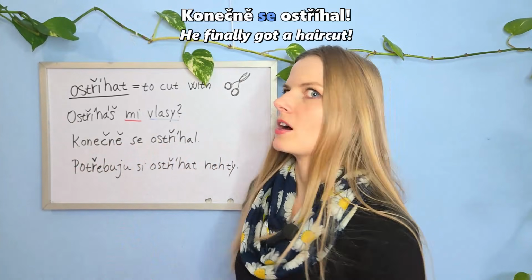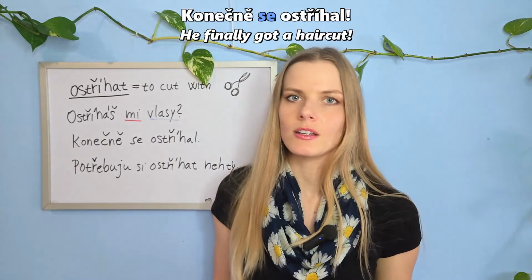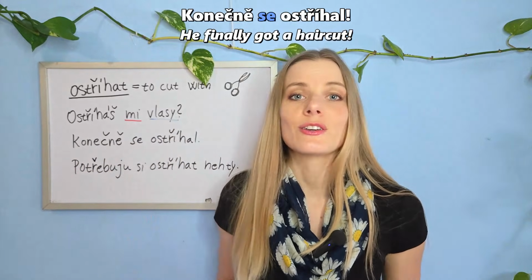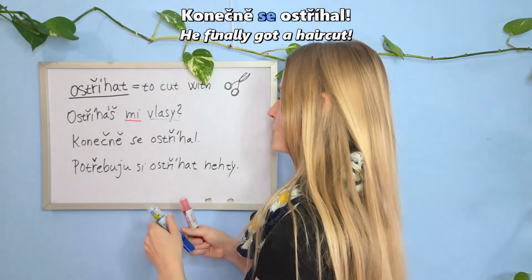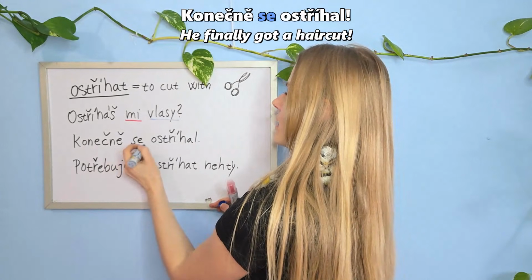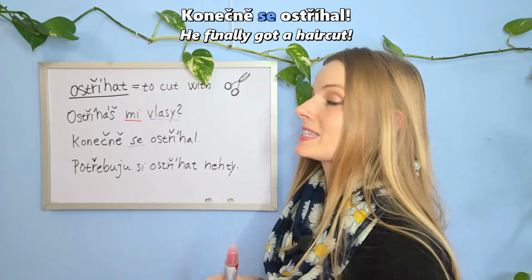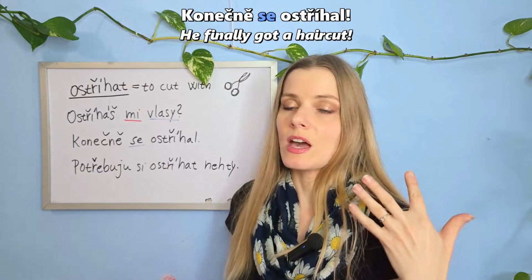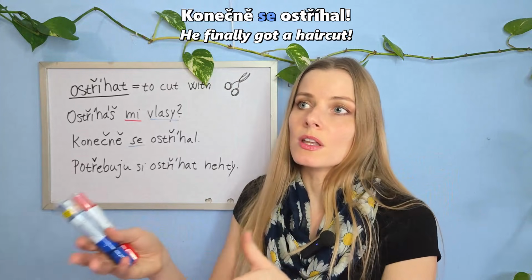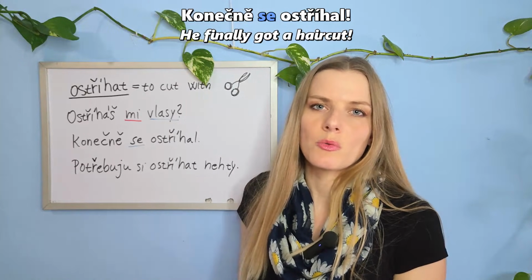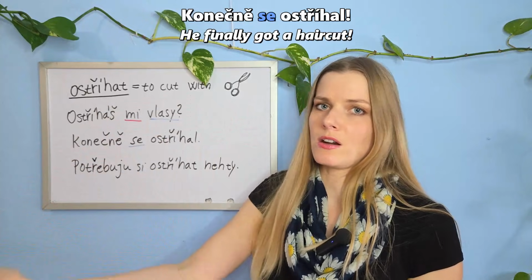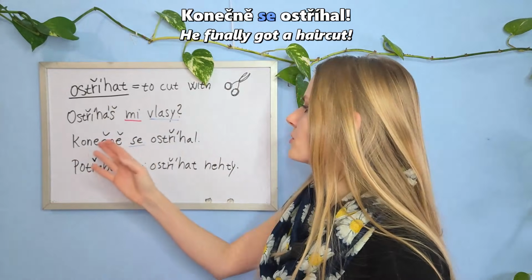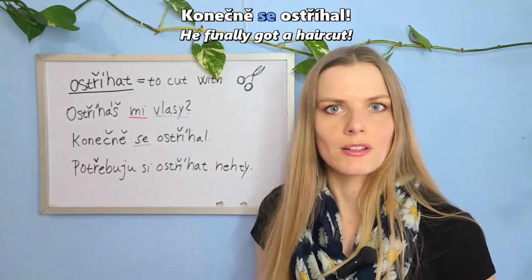Konečně se ostříhal. He finally got a haircut. Konečně se ostříhal. Here we refer to he. On se ostříhal. Se. He cut his hair. This sentence doesn't tell us whether he actually cut his own hair or he went in and got a haircut from someone else. But he has a haircut now. That's important. Konečně se ostříhal.